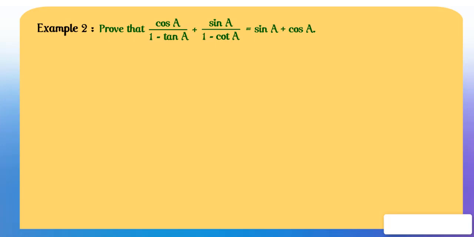Let's take the next example. Prove that cos A by (1 minus tan A) plus sin A by (1 minus cot A) is equal to sin A plus cos A.